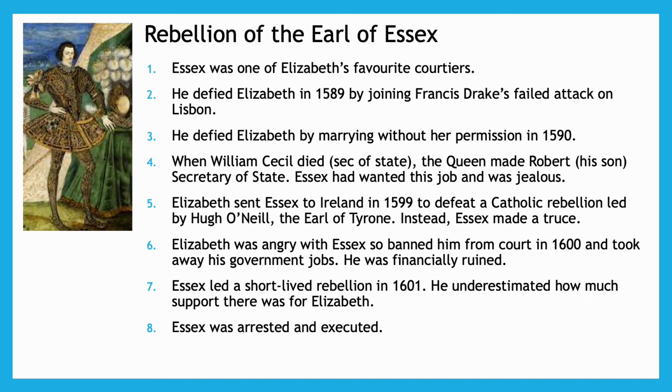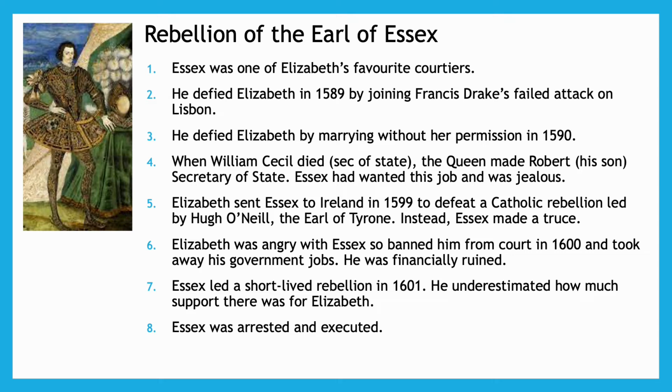And this comes to a point with the rebellion of the Earl of Essex. So he was one of Elizabeth's closest and favourite courtiers, but he defied Elizabeth by joining Sir Francis Drake's failed attack on Lisbon. And again, he married without her permission, so he constantly seems to be going against her. When Secretary of State Cecil died, she made Robert, Cecil's son, Secretary of State, and Essex was very jealous of this because this is the job that he wanted.